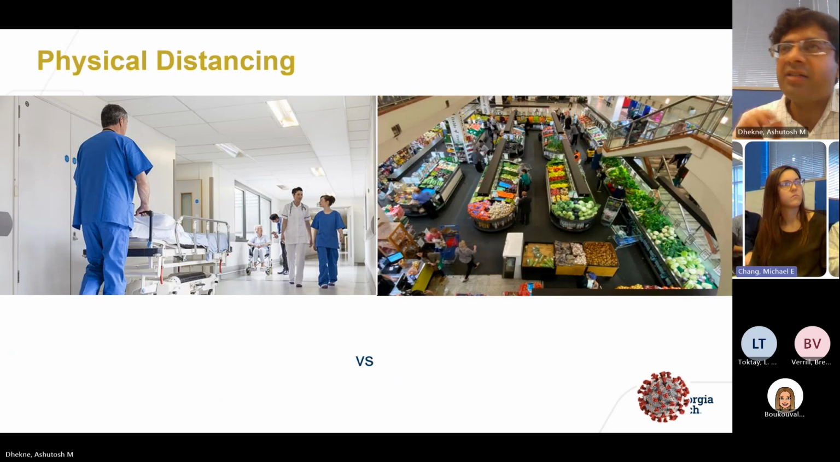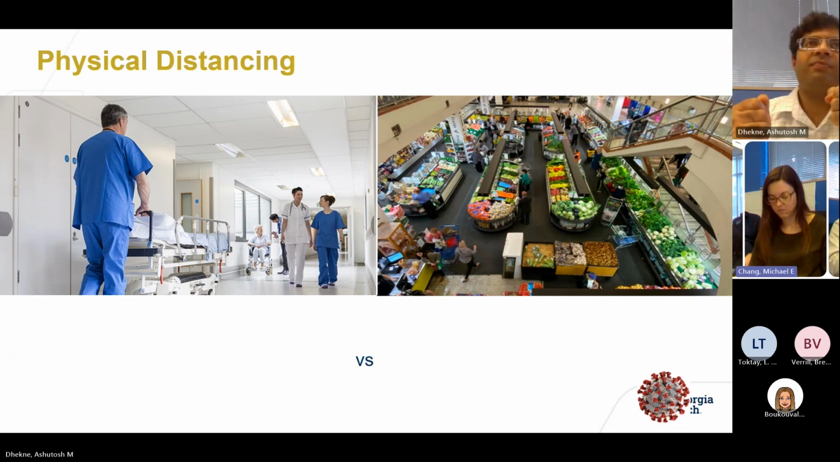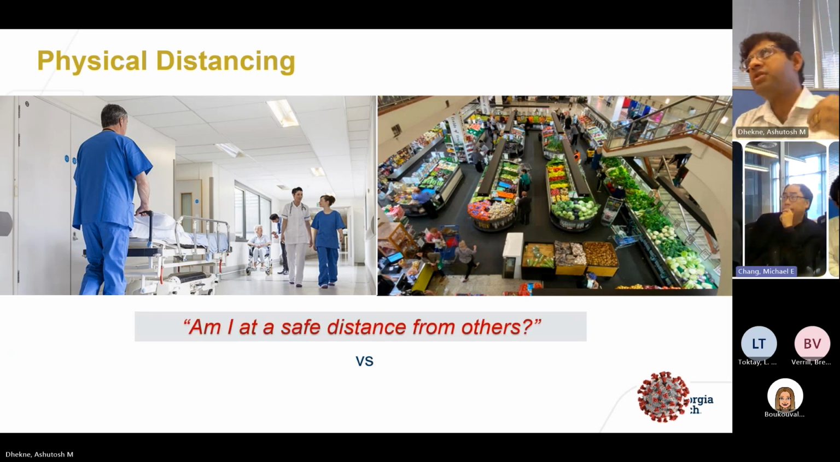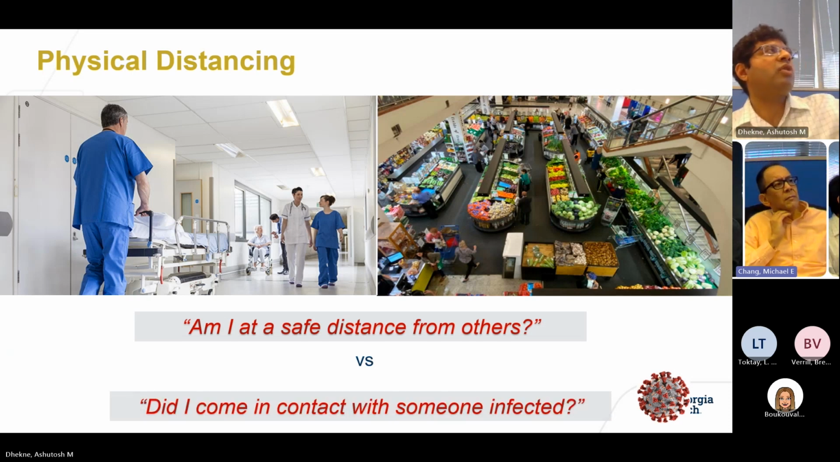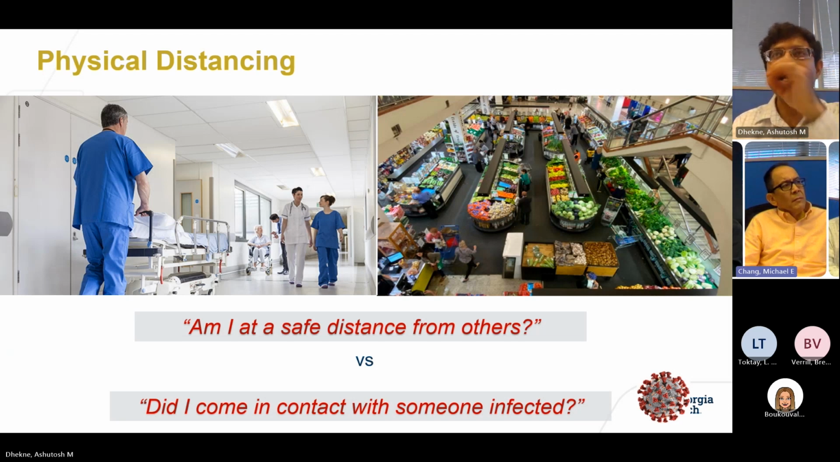Now, we knew how to do distance measurements, and along came COVID. And one of the most important things in COVID was to try and make sure that people don't come within a certain distance of each other. And most approaches at that time were not asking this first question. The first question is, am I at a safe distance from others? That's really the right question to ask for keeping yourself safe.